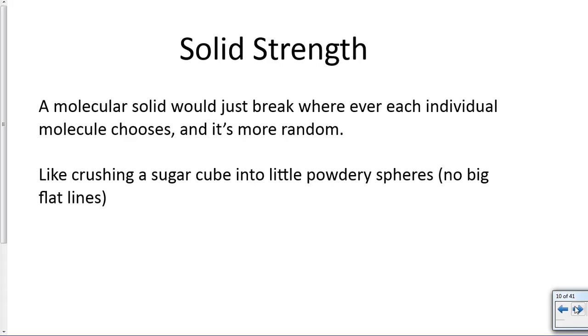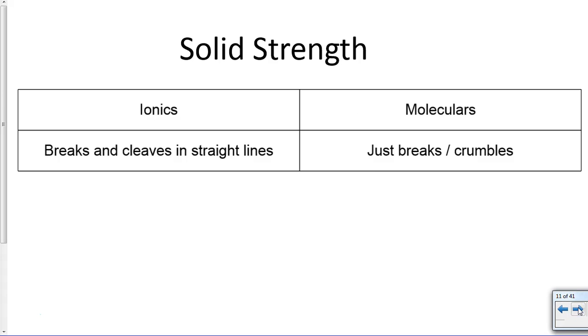A molecular solid would just break wherever each individual molecule chooses, mainly where you apply the stress on the lattice structure that we talk about. Like crushing a sugar cube into little powdery spheres. There's no flat lines, there's no pattern of how this happens, it's where you apply the stress. So if we want to use that to figure out if something is ionic or molecular, ionics should be resistive, and then they'll break in straight lines with a lot of pressure. Molecules or molecular compounds will just fall apart.